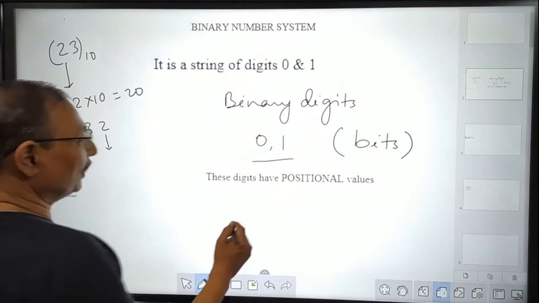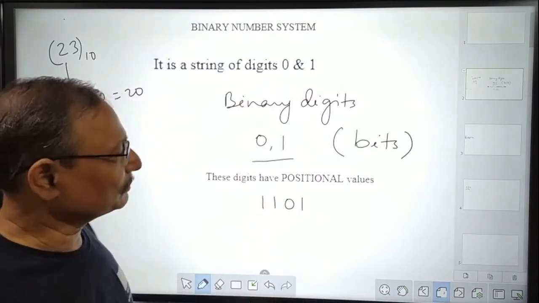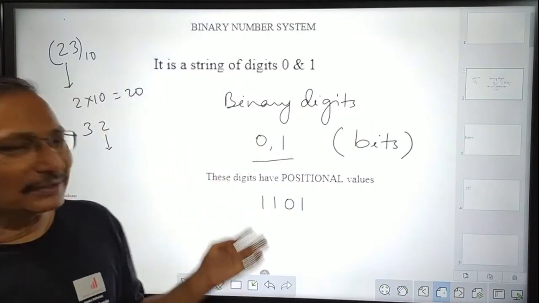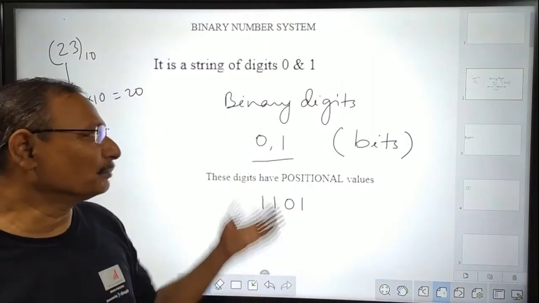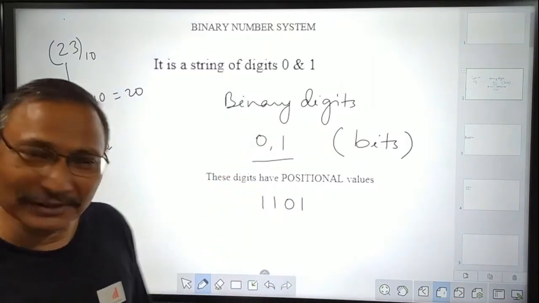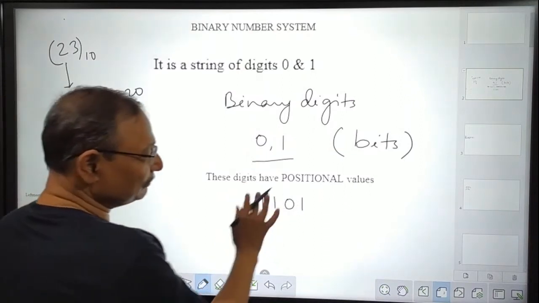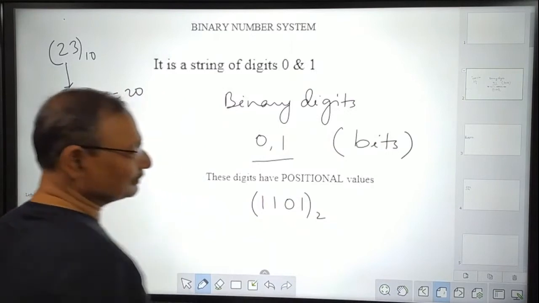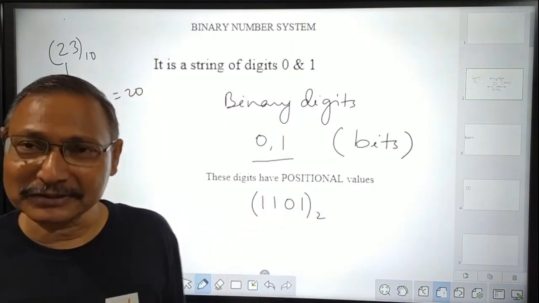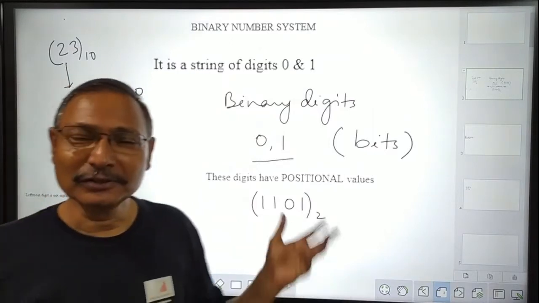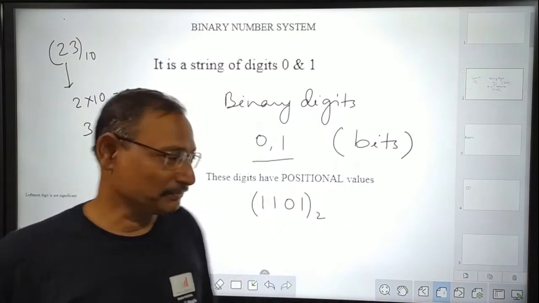So if I write 11001, mind it, binary numbers are written only with the help of bits, that means binary digits, 0 and 1 only. If this is a binary number, then these three ones have different values. We will understand just in a minute. These have different positional values.